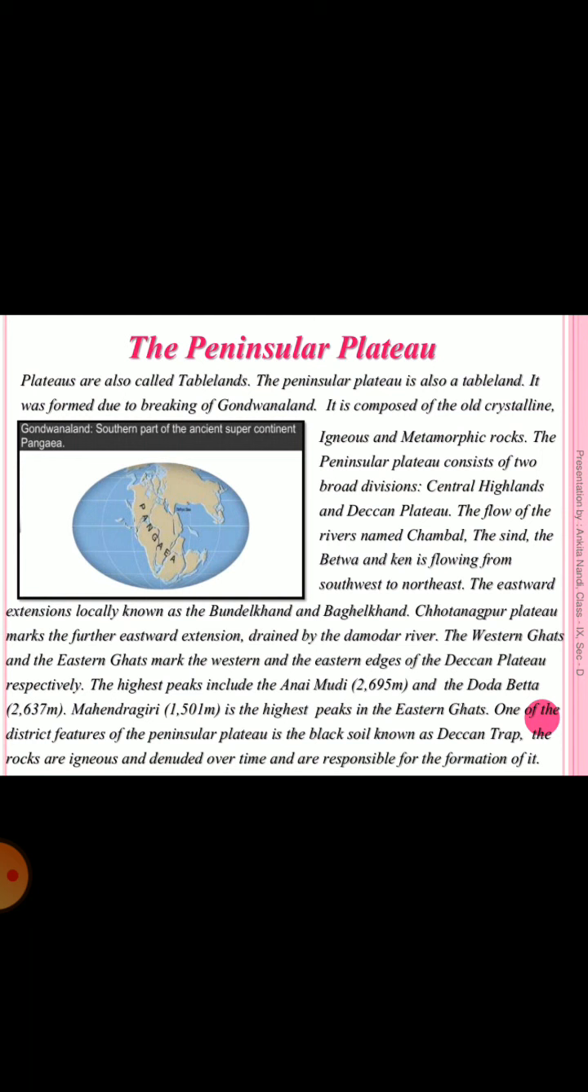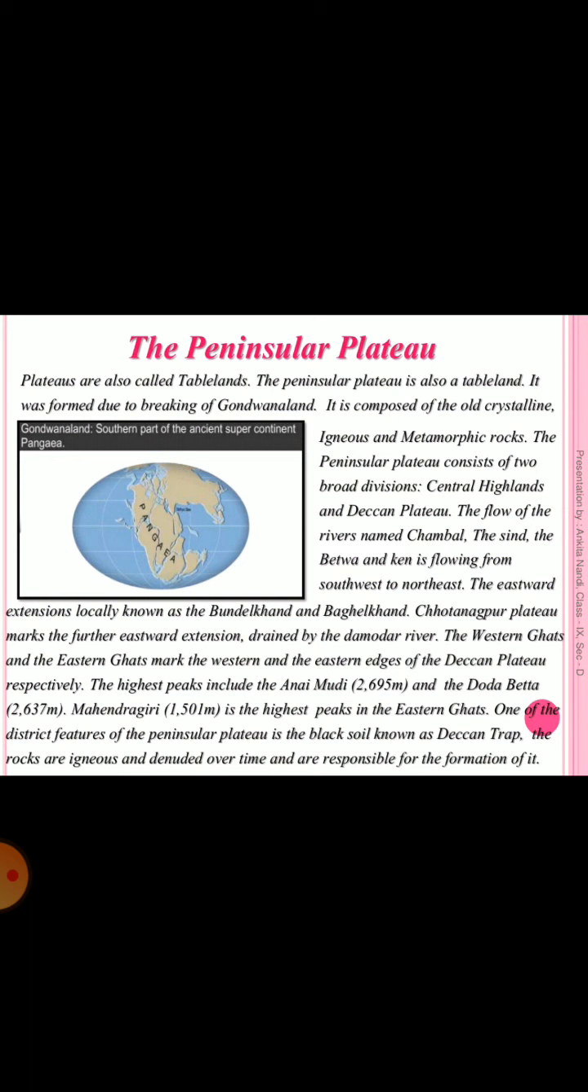So, students, as I told you in the first part of this chapter about the collision of the Indo-Australian plate with the Eurasian plate, this region, peninsular India, is part of that Gondwana land, that is the Indo-Australian plate, and it is one of the oldest landmasses of the earth. Because of that, this region of India is made up of igneous and metamorphic rocks, which are volcanic rocks. The Peninsular Plateau consists of two broad divisions, the Central Highlands and the Deccan Plateau.